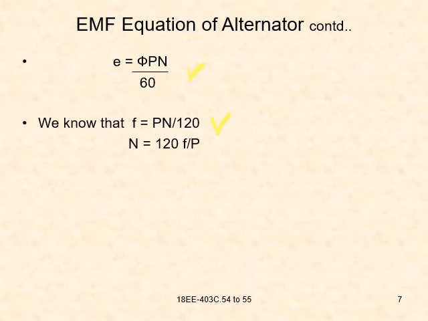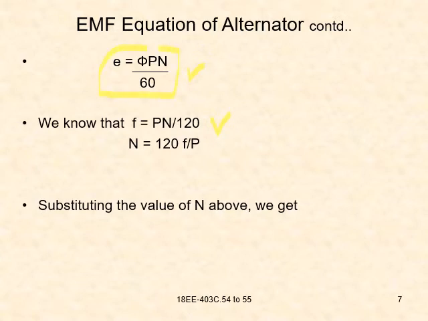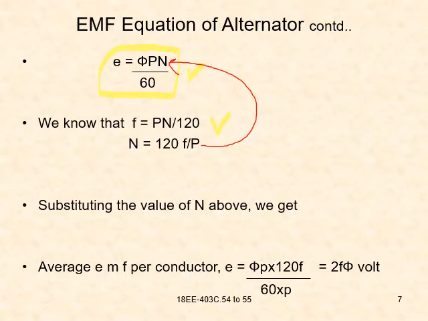From that, n is equal to 120 f by P. Now substituting the value of n in this equation, we get the average EMF per conductor, E, is equal to pi P into, substituting the value of n, 120 f by P. The P and P get cancelled, and the 60s cancel, then we get 2 pi f volts.